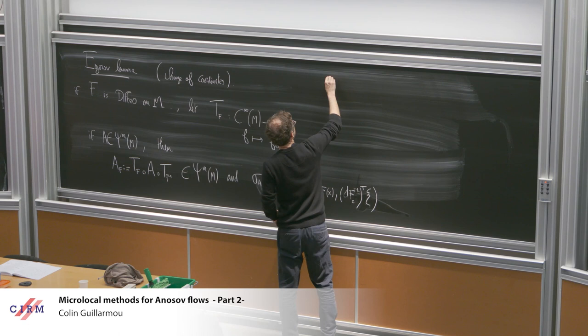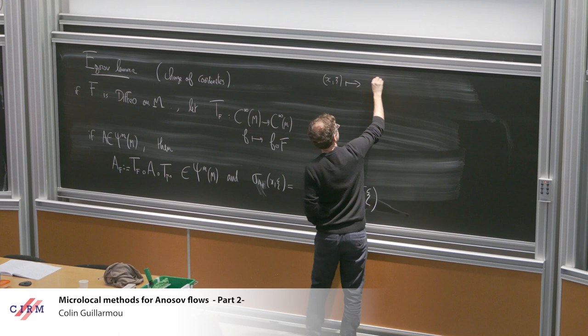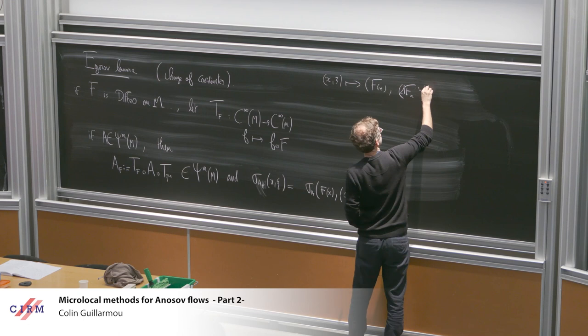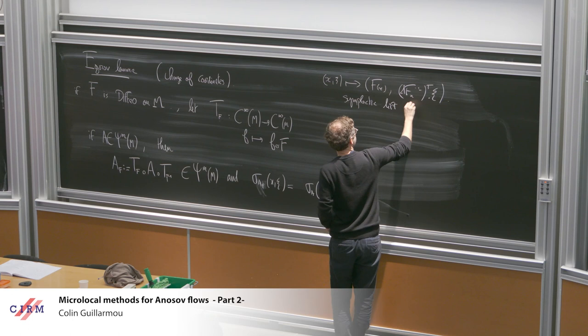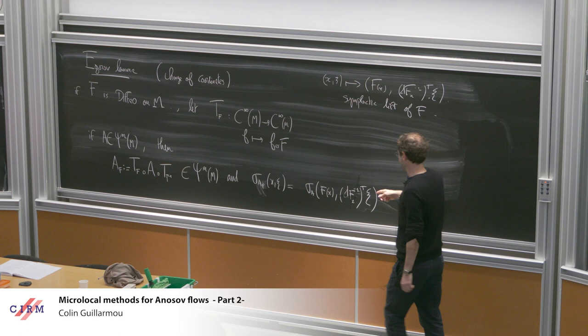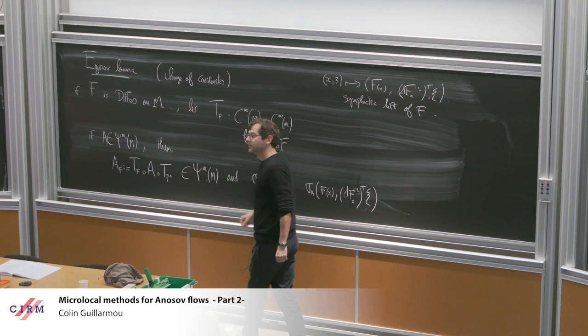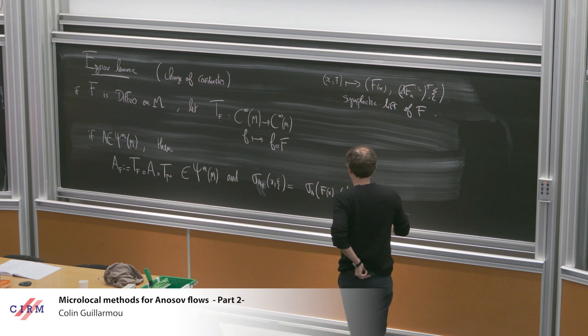So the action (x, ξ) maps to (f(x), (df_x)^{-1} transpose acting on ξ) in a linear way. So this is the symplectic lift, what we call the symplectic lift of f, the natural action of f when you lift it on the cotangent bundle. This is true on differential operators. That's really an easy computation. Yes, yes. So this is true again, modulo S^{m-1}.